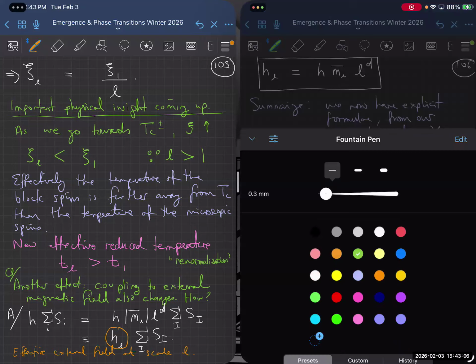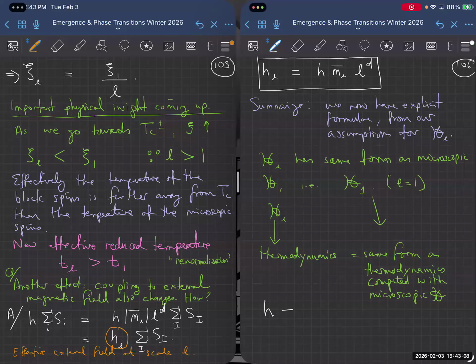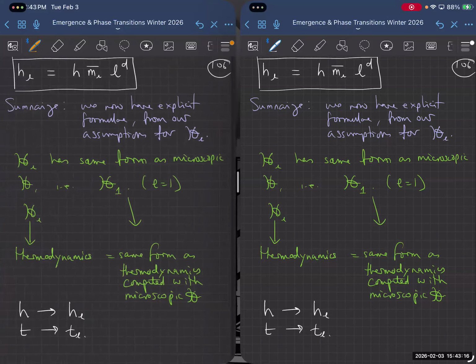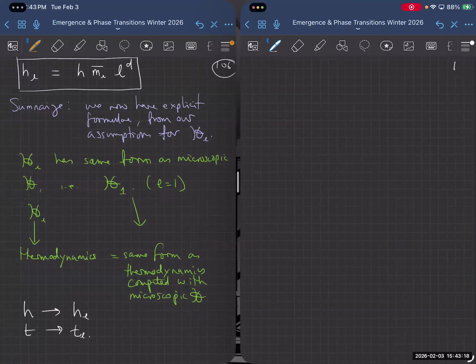All I have to do is replace H goes to H sub L and T goes to T sub L. So let's go ahead and do that explicitly. What that means is that if I compute, for the number of spins in the system, the singular part of the free energy per spin as a function of T and little h, then that must equal the free energy for the block spin.